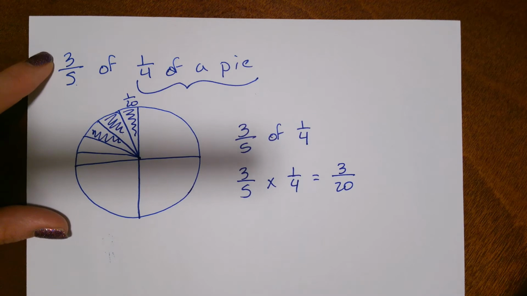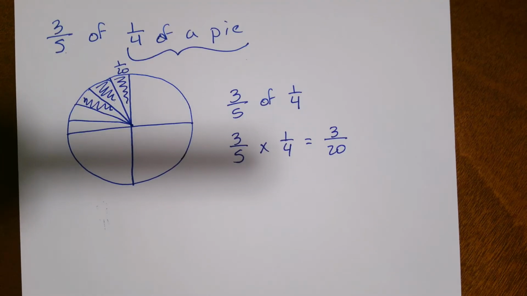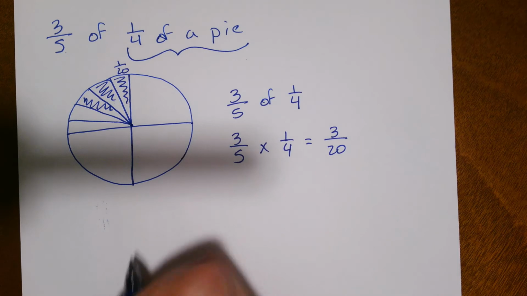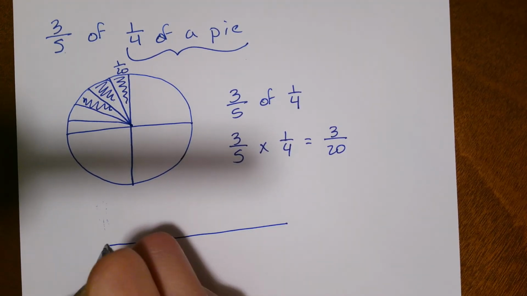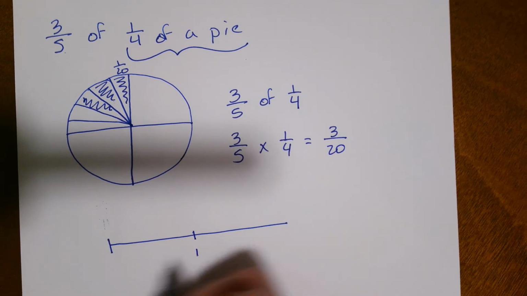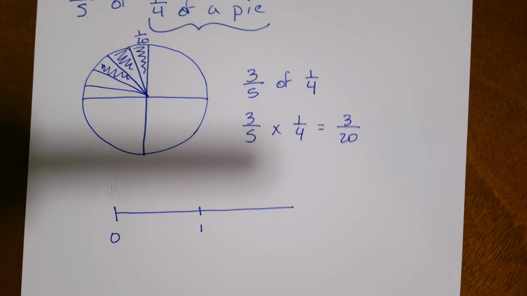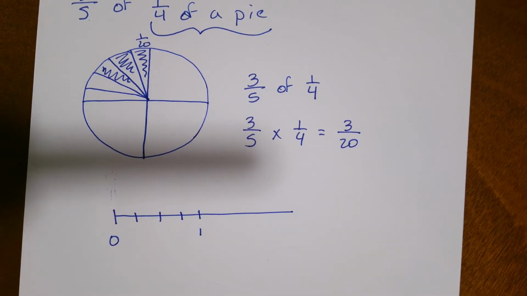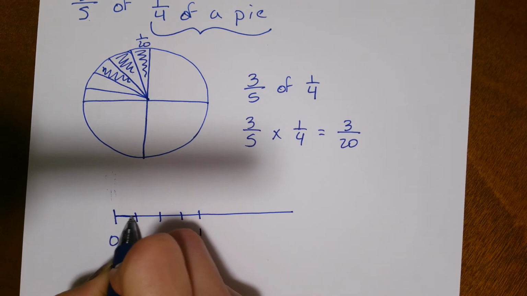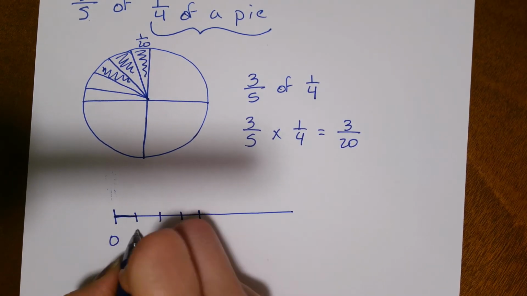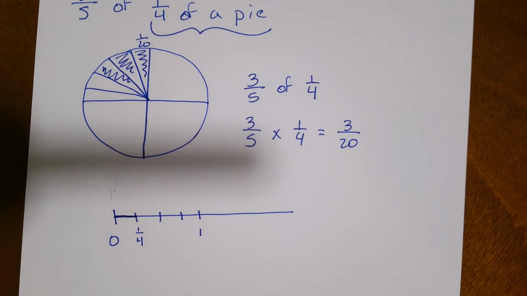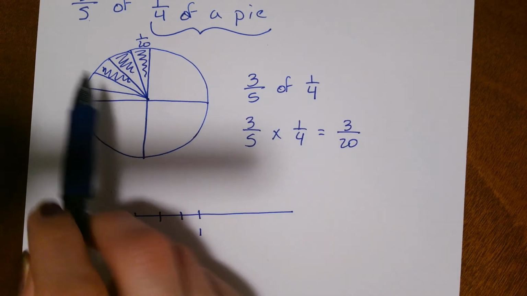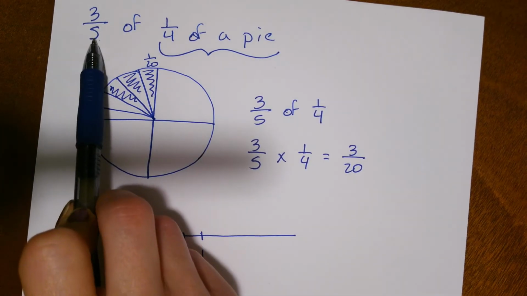3/20. Now, one more way to look at this would be on a number line. Essentially the same exact thing that we did here with the pie, but we can see it with a number. So starting with 1/4, we know by definition that took my unit segment. I broke it into 4 pieces, and I'm taking 1 of them. So I'm just talking about this little segment right here. This represents 1/4. Now, if I'm taking 3/5 of that, then we know by definition again, I'm breaking that segment into 5 pieces.